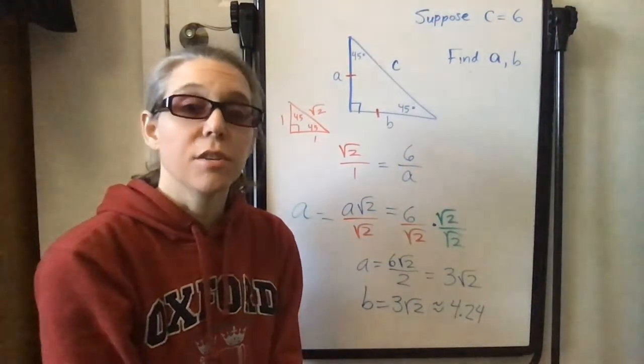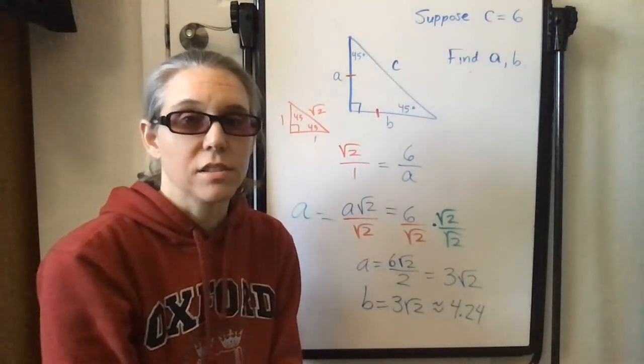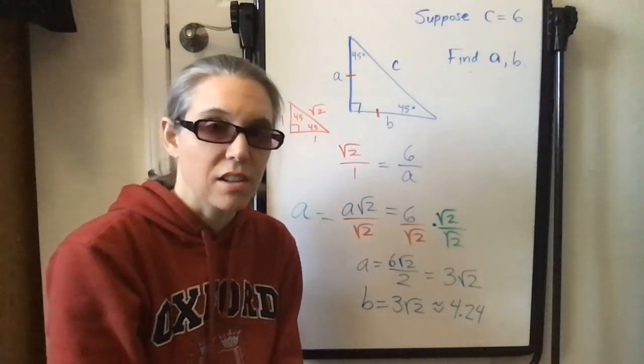Okay, so that's how you use the first of the 2 reference triangles. The second of the 2 reference triangles is the 30, 60, 90 triangle. I'll show you that one next. The second special triangle is a triangle whose angles are 30 degrees, 60 degrees, and 90 degrees.